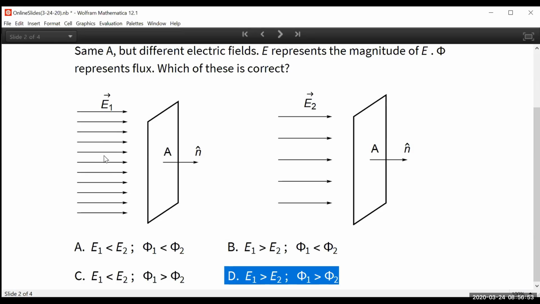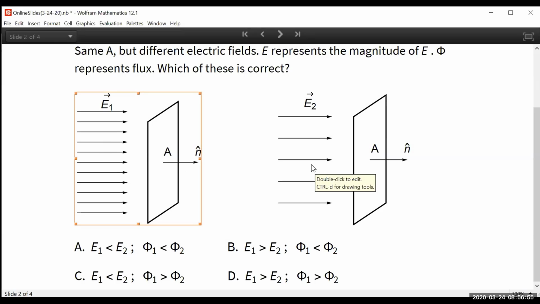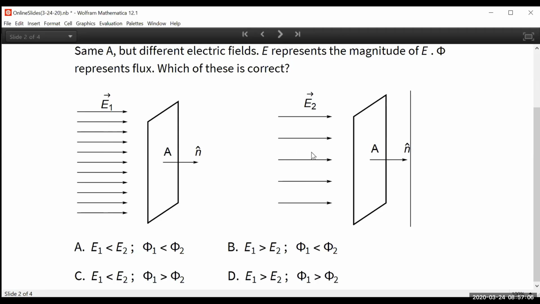Electric field is larger. E1 is larger than E2. And how do we know that? Clearly, there are more field lines over here compared to here, and as you can see, this is the same area. Per unit area, E1 has more lines of field than E2, so E1 is larger than E2. And if E is larger and A is the same, then flux is larger.